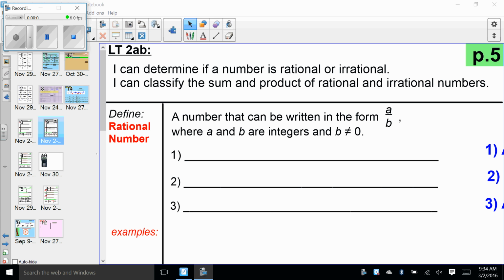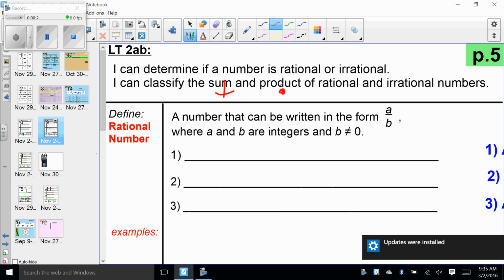Hey, eighth grade. So our learning target today is I can determine if a number is rational or irrational, and I can classify the sum and product of rational and irrational numbers. So we're going to talk about, first of all, how do you know if it's rational or irrational? And once you know that, what happens when you take the sum or the product of those items?